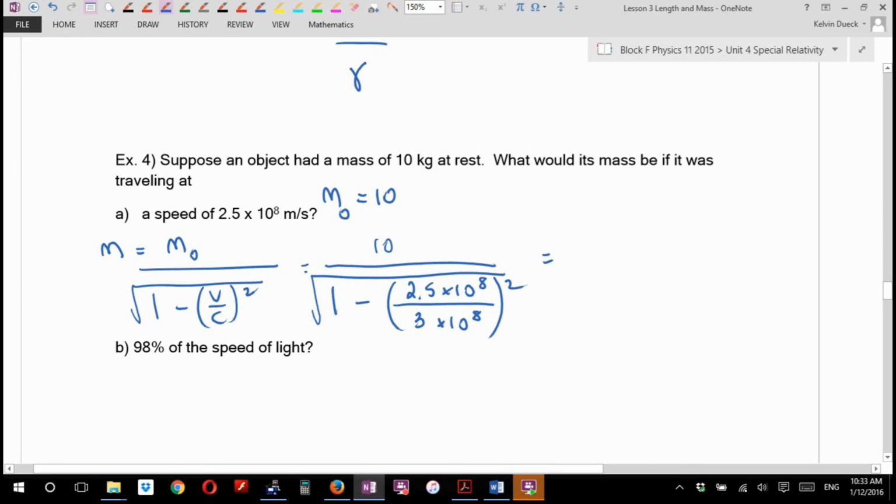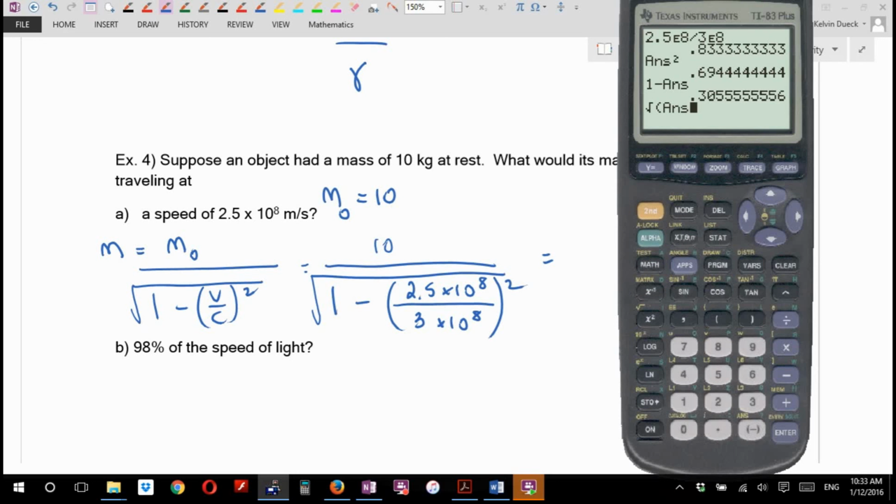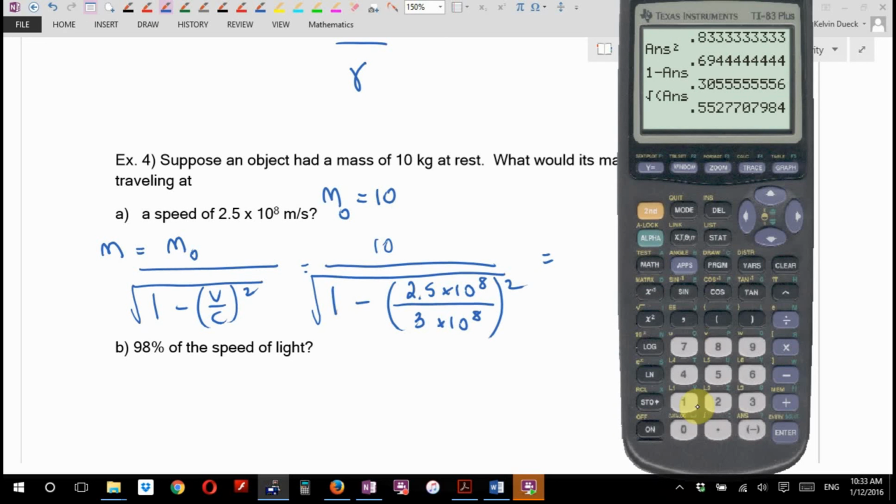Is that okay, Amanda? Because this one's a bit yuckier, I'm going to do this one the long way. So I'm going to go 2.5 times 10 to the 8th divided by 3 times 10 to the 8th, squared. 1 minus that. Yeah, hopefully you have your calculators out. Square root of that. 10 divided by that. What would 10 kilograms be if it was traveling at that speed? 18.1 kilograms?